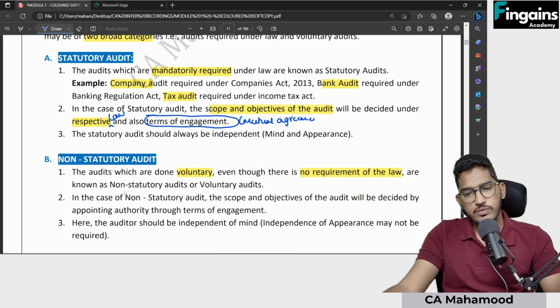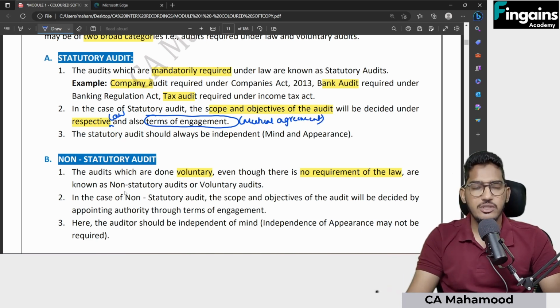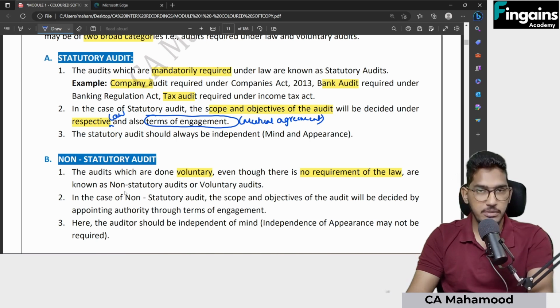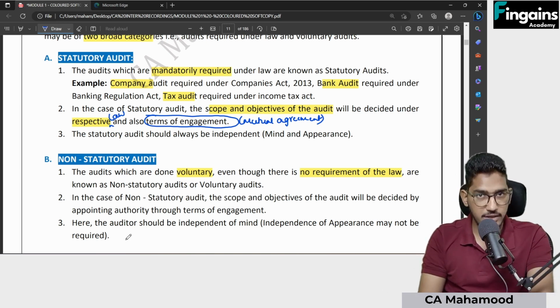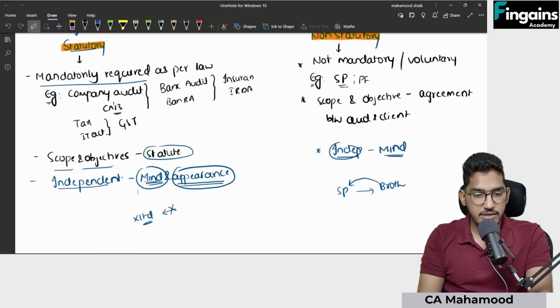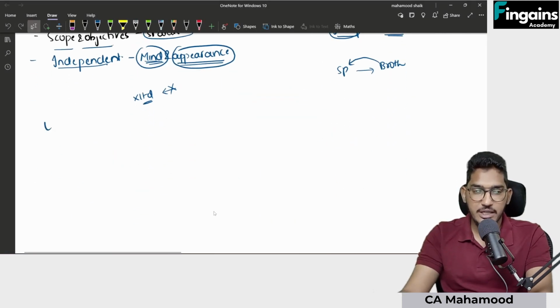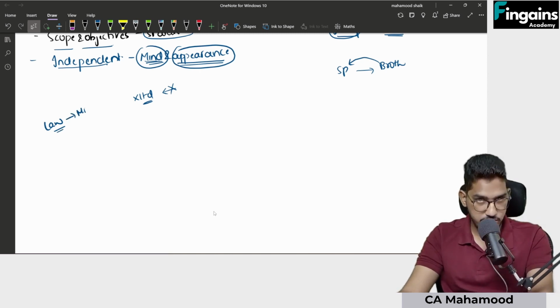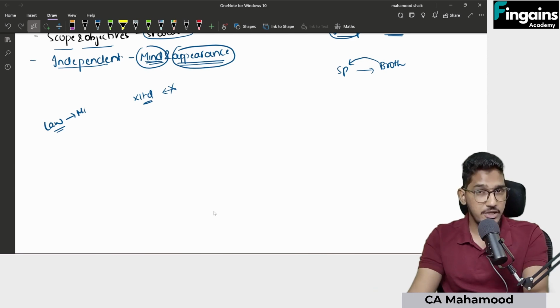See, I told you when explaining, in the case of statutory audit, the scope will be decided only under law. But here they are saying the scope will be decided even by mutual agreement through terms of engagement, that is, between auditor and client. But the point here is the scope will be decided by law. Whatever scope is decided by law is the bare minimum. That cannot be reduced.